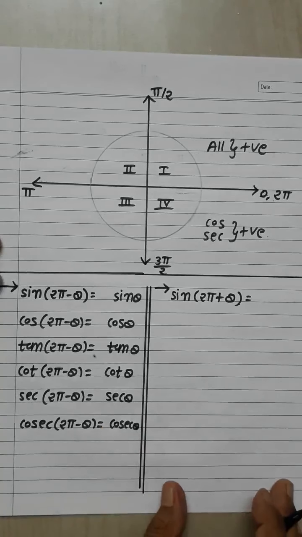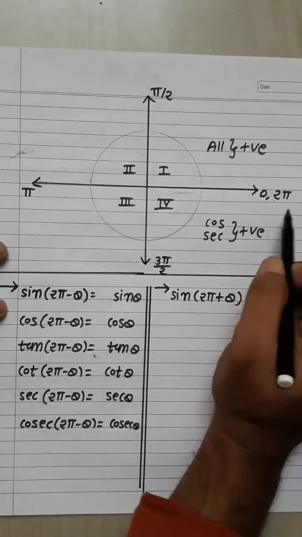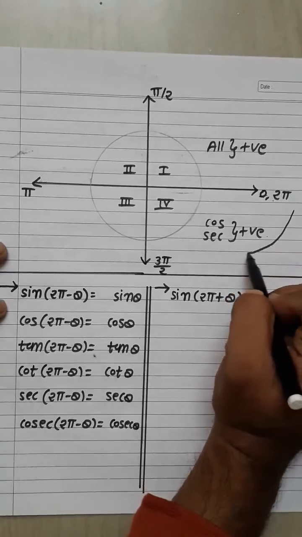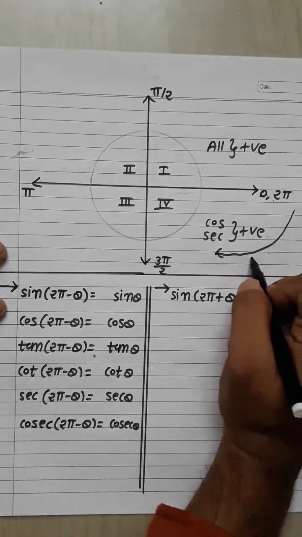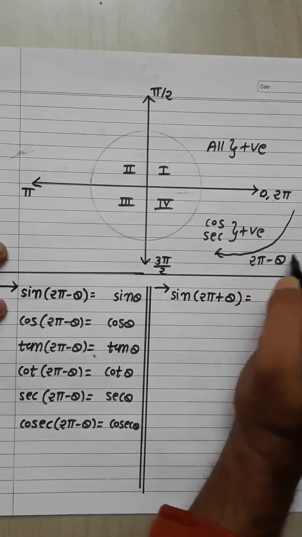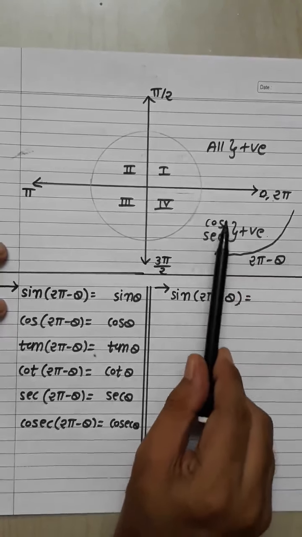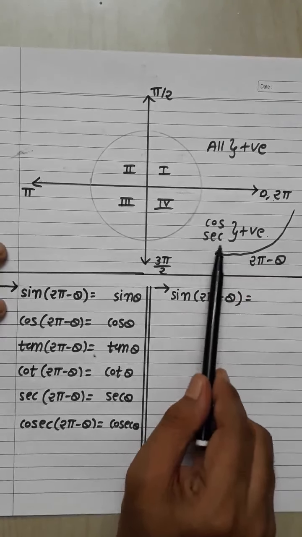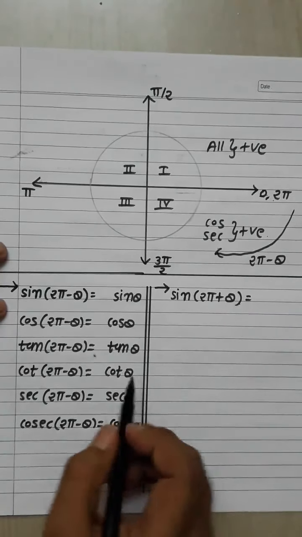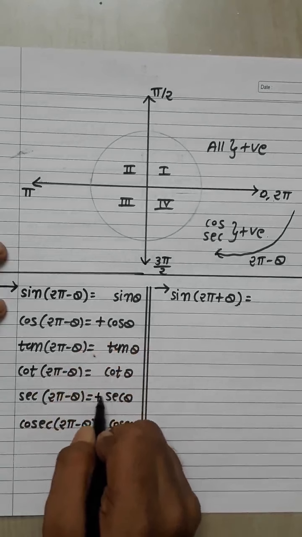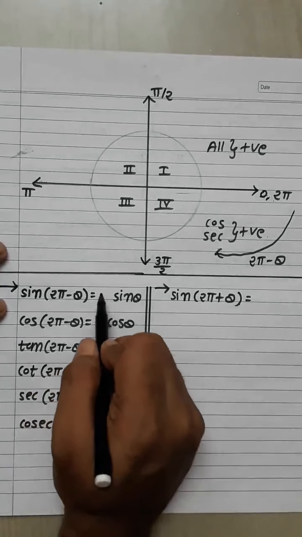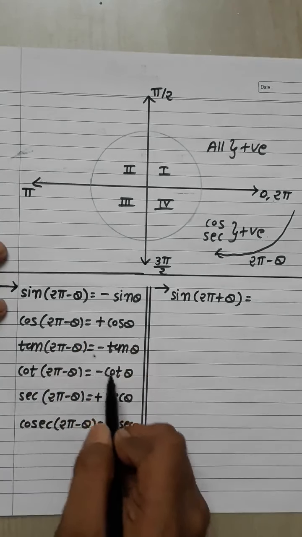Now 2 pi minus theta means this value is present in the fourth quadrant. So in the fourth quadrant only two functions are positive, cos and sec, so here we can write a plus sign for cos and sec. Now the remaining four functions get a minus sign.